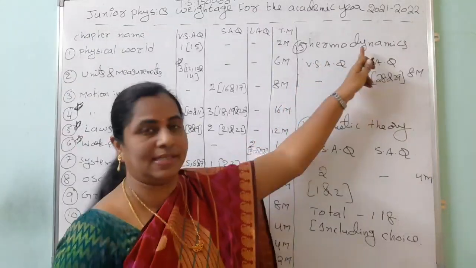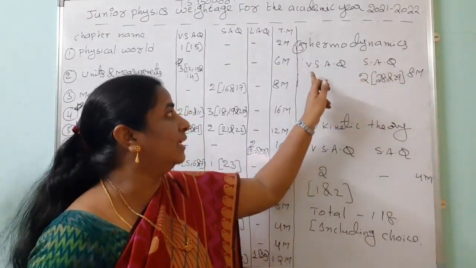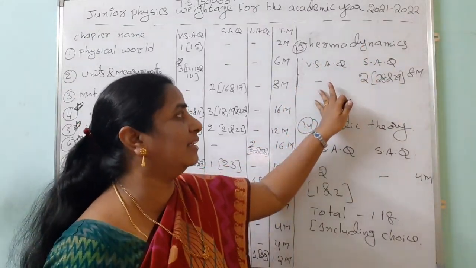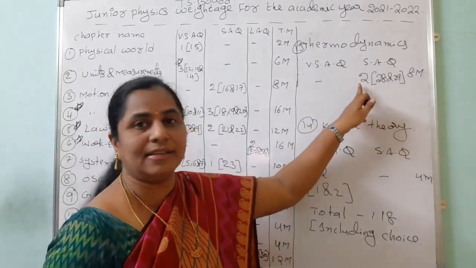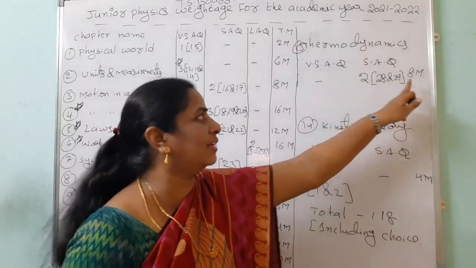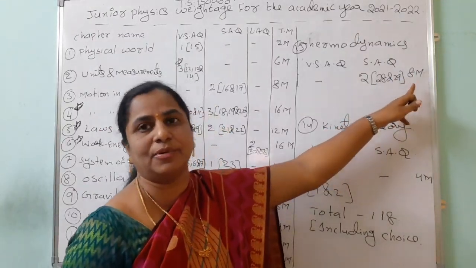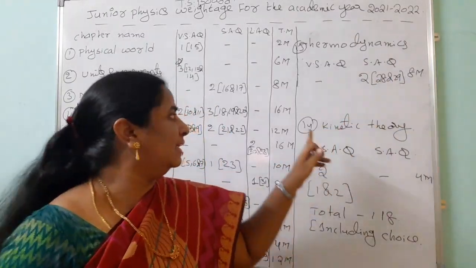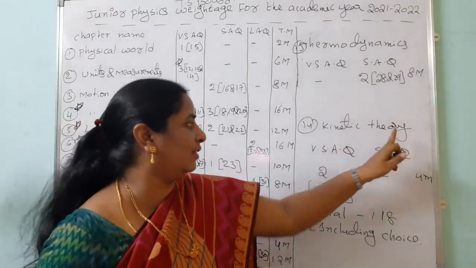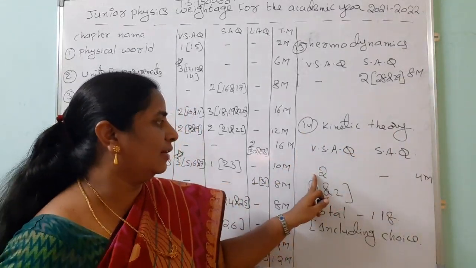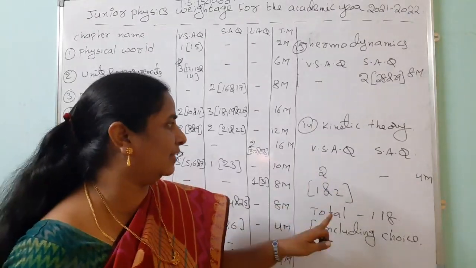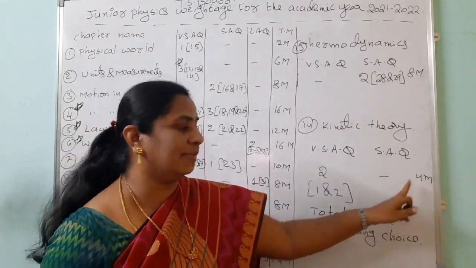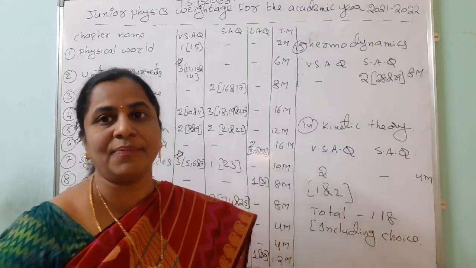Then thermodynamics. Thermodynamics also, VSAQs they didn't mention in that model paper, but SAQs question numbers 28 and 29, they are giving 2 SAQs from this. Total weightage of this chapter according to that model paper is 8 marks. Then our last chapter is the kinetic theory. See VSAQs 2. First they have mentioned 1 and 2 question numbers are from kinetic theory only. No SAQs from this. Total weightage of this chapter is 4 marks.